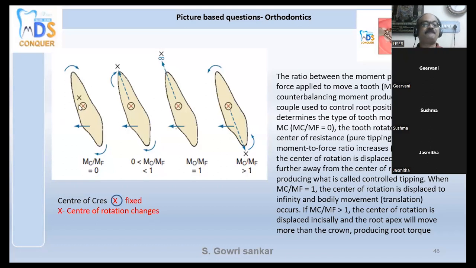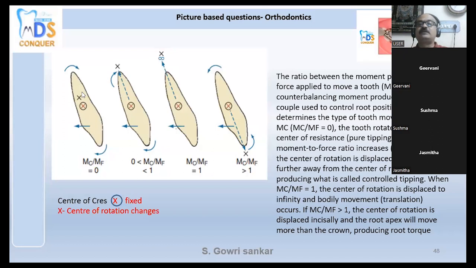So where is the center of resistance for a single rooted tooth? It is at half of the distance; some textbooks say it is around one third from the tip, whatever it may be. Then I apply a tipping force, that means a force here, without giving a counter moment force. So what happens is the MCA by MF ratio becomes zero, that is uncontrolled tipping. And my center of rotation is just apical to the center of resistance.